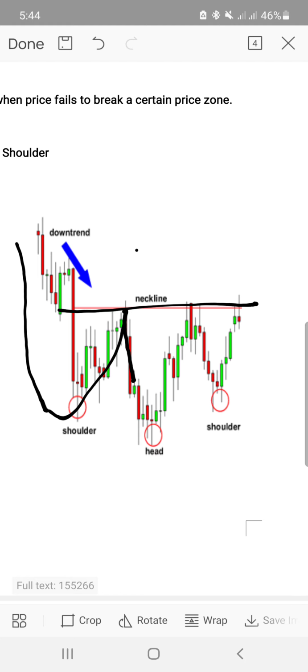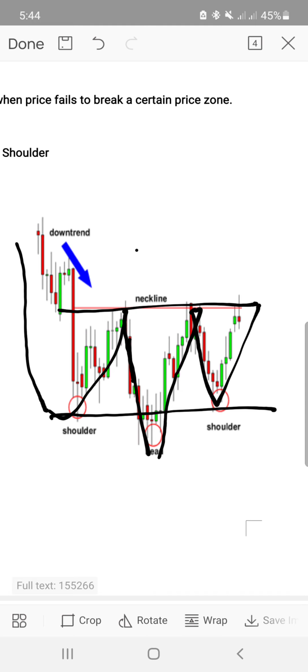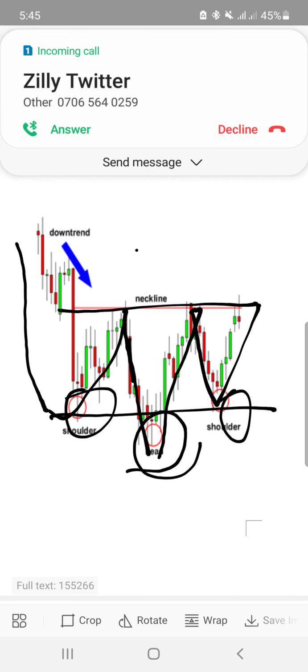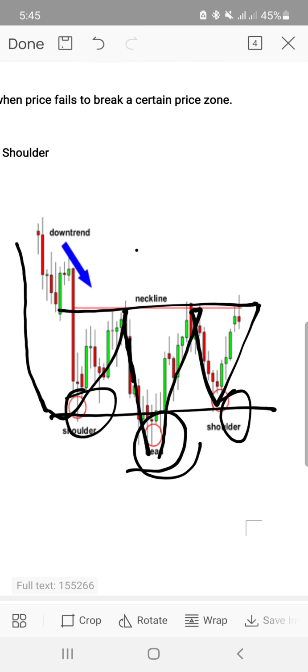It now broke past this first support and went a little bit lower, right? Then went back up to retest that neckline, and it still couldn't break that neckline, right? And it came back. Now remember, this is our head. These are the two shoulders. Now, since this is a bearish market, this is an inverse head and shoulder pattern, right?